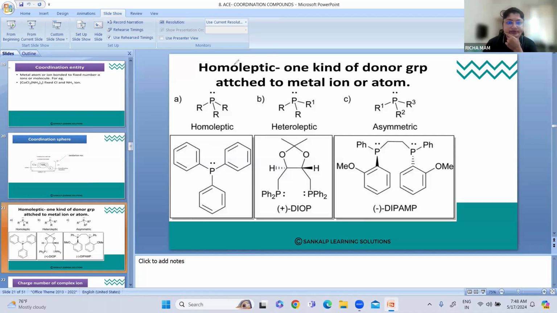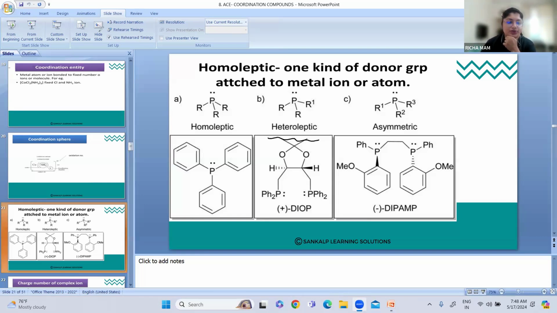What do you mean by heteroleptic then? Heteroleptic means complexes in which the metal is bonded to more than one kind of donor groups. Yes, very good, Yamuna. So complexes in which the metal ion is bound to more than one kind of donor groups are called heteroleptic. Okay, very good.